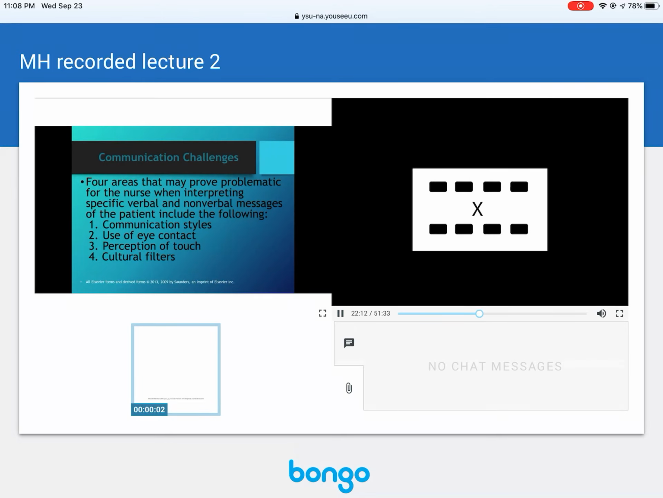Okay, so areas that might be problematic. We all communicate differently. Some of us are very succinct. Some of us tend to be more in depth. Use of eye contact, again, Native Americans and Asians tend to have no eye contact. We tend to look away. So don't forget, when you document eye contact and it's cultural, then document eye contact appropriate for culture.